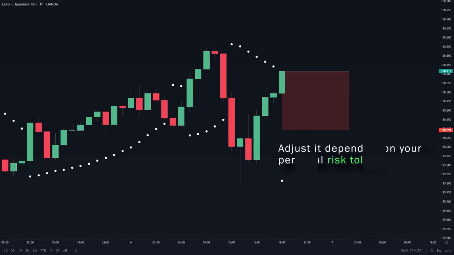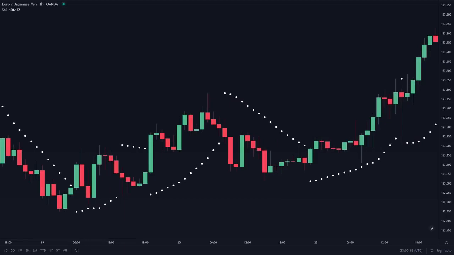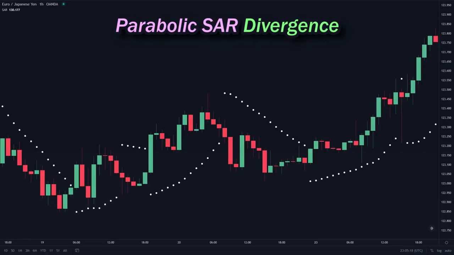Now moving on. The next high win rate strategy that you can use with the parabolic SAR is by using it to find divergences. So first, what are parabolic SAR divergences?